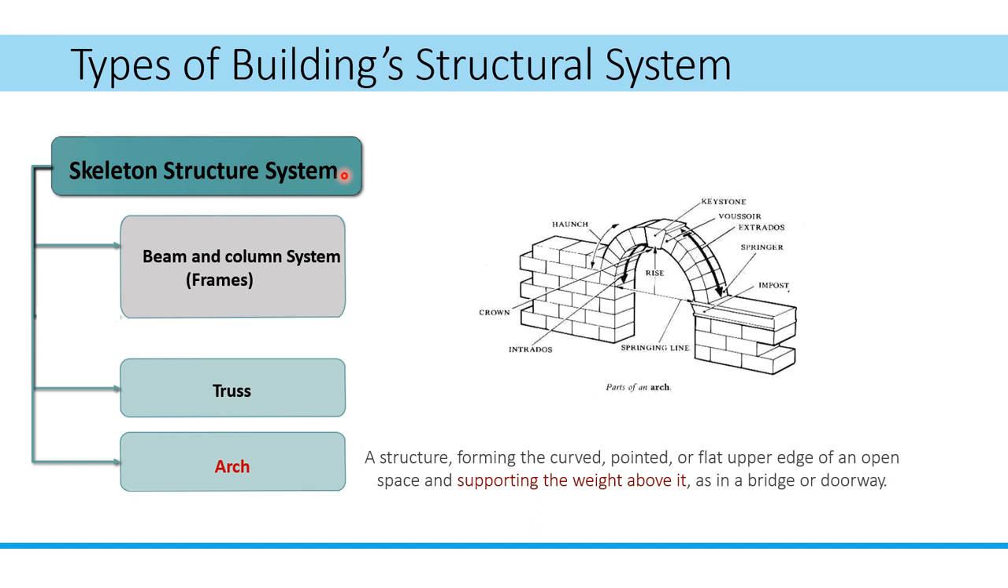Now we know that brick is strong in compression and weak in tension. So when we use a number of bricks as an arch, only compression load will come in the bricks, so that we get the benefit of the compression force. No tension will come, so our brick structure will also work in the arches. That is the best advantage of the arches: a structure forming the curved shape, which can even provide long spans. So this is also one of the types of structural system, that is the arch structural system.